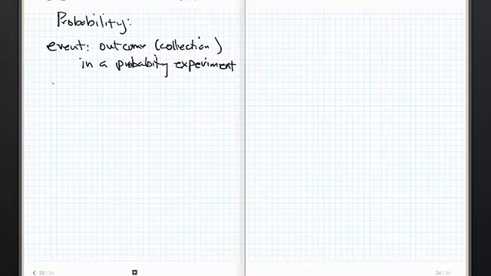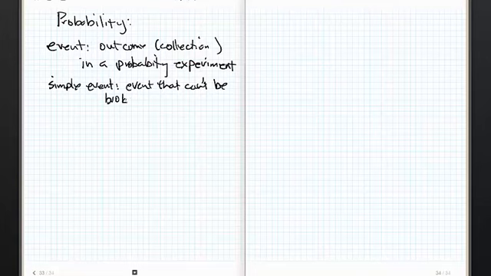All right? A simple event, as defined by your text, is an event. Okay, Ripley, slow it down. Sorry, guys. It's an event that can't be broken down into simpler events.